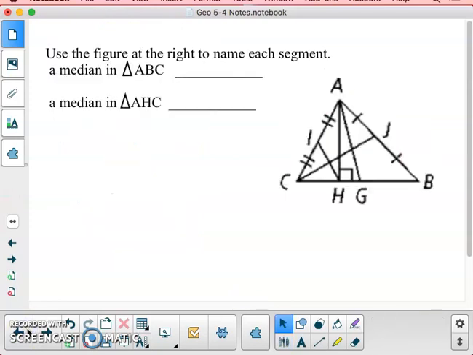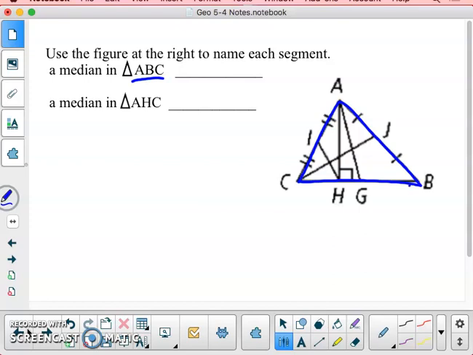So let's move on, change gears a little bit, and then we'll come back to that type of problem in a second. This one says use the figure at the right to name each segment. Okay? These can be kind of tricky. You're looking to name a median in the triangle ABC. So let's draw the triangle ABC first. Okay, that's blue right here. A median in ABC will go from the vertex across the triangle and hit a midpoint.